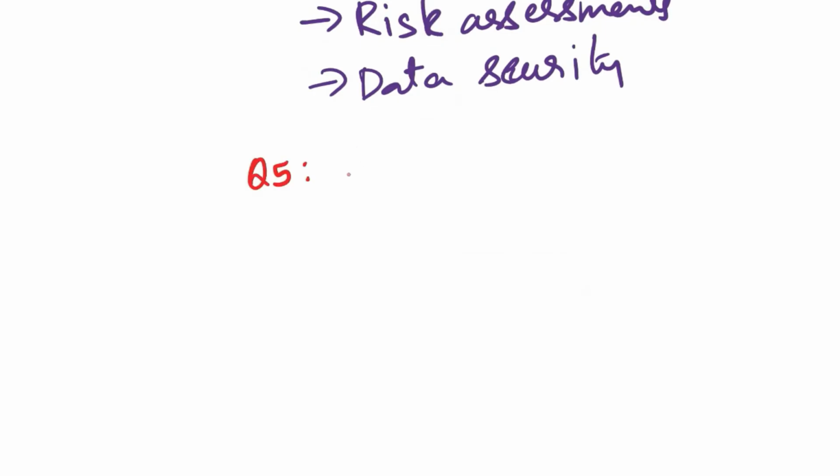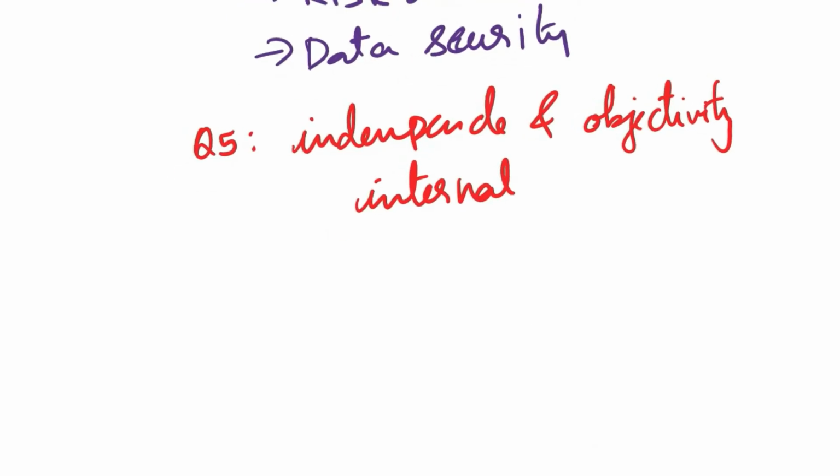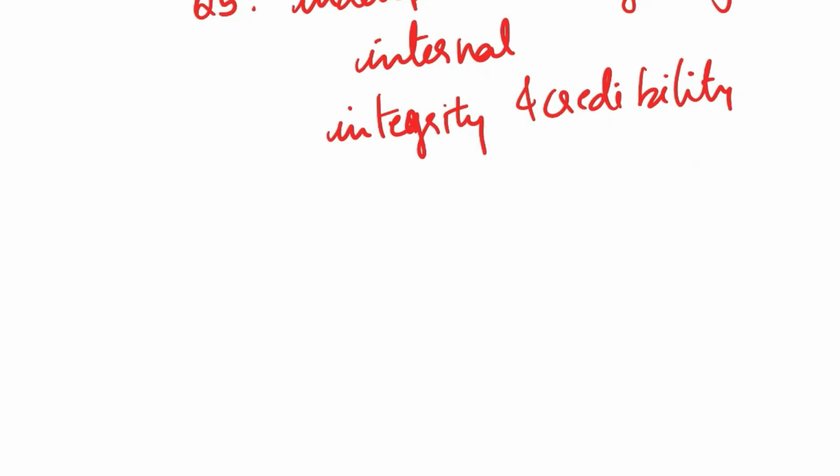How do you ensure the independence and objectivity required for an IT auditor's role when dealing with internal stakeholders and management? So, ensuring independence and objectivity is a crucial aspect of an IT auditor's role because this helps maintain the integrity and credibility of the IT process. So let's see some of the ways how this can be achieved.